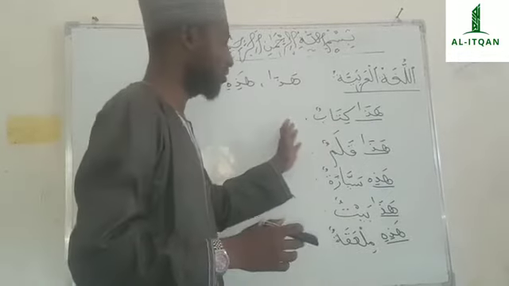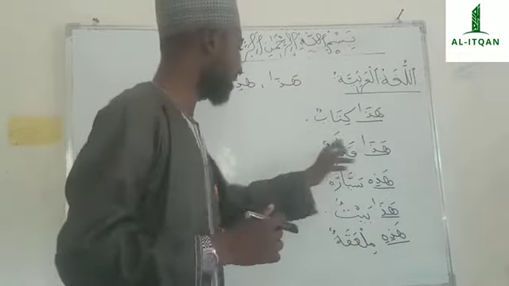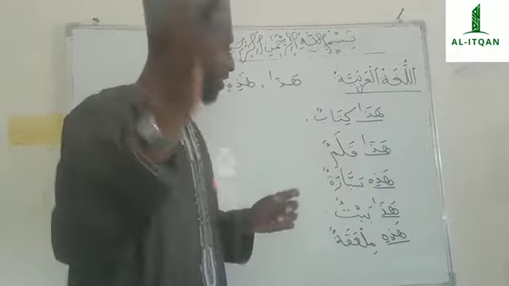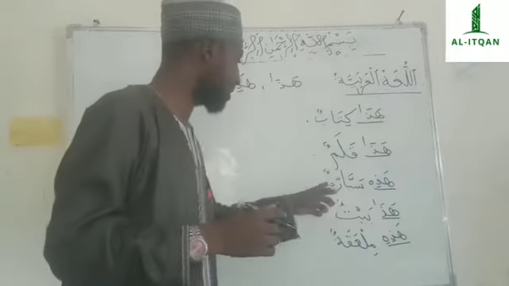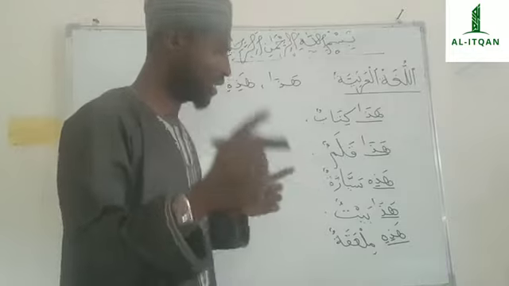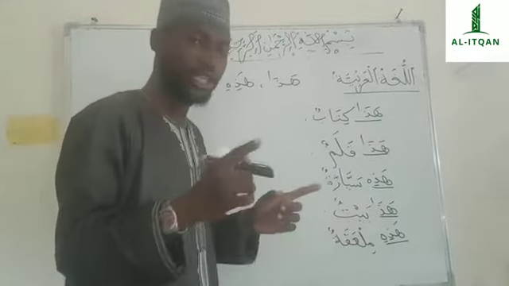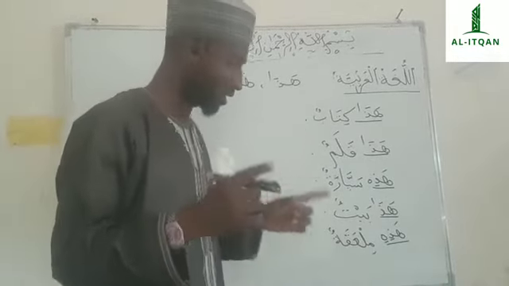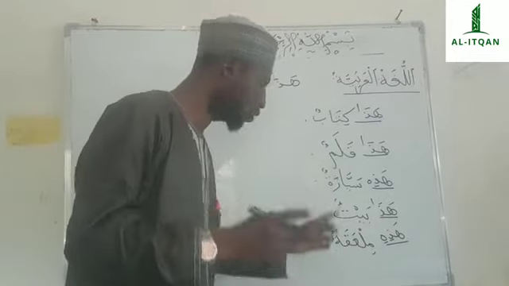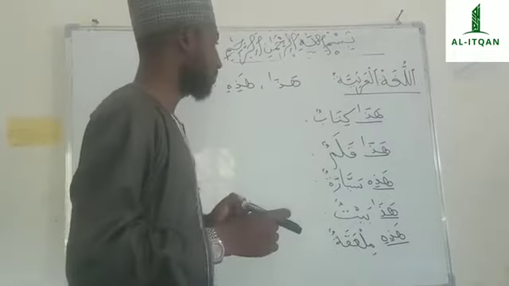Hada kitabun. This is a book. Hada qalamun. This is a pen. Hadihi sayyaratun. This is a car. Hada baytun. This is a house. Hadihi mil'aqatun. This is a spoon.